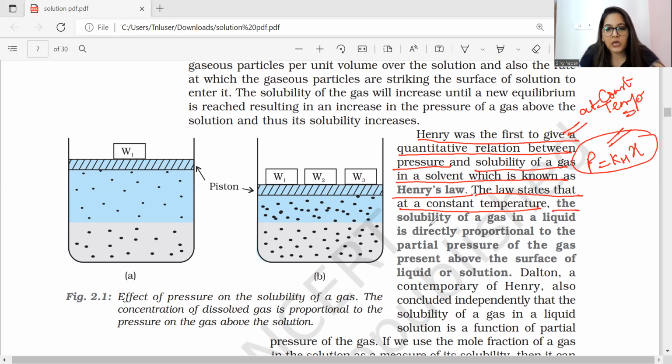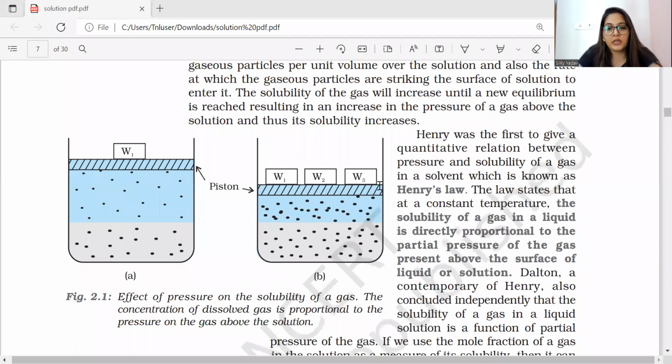So what is Henry saying? The solubility of a gas in a liquid is directly proportional to the partial pressure of the gas present above the surface of the liquid or the solution that you are taking, right?